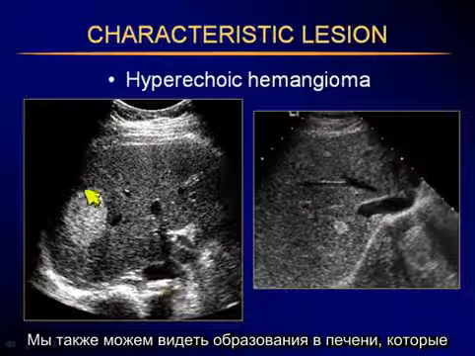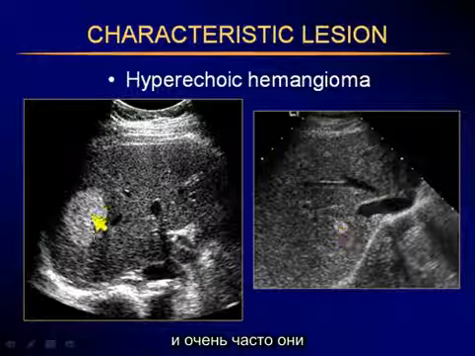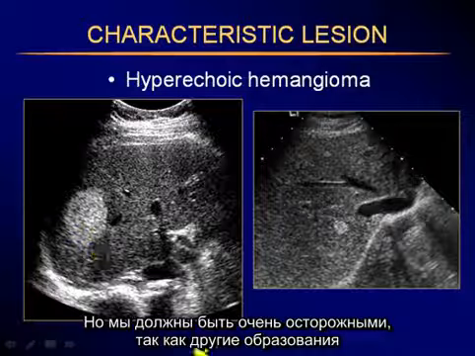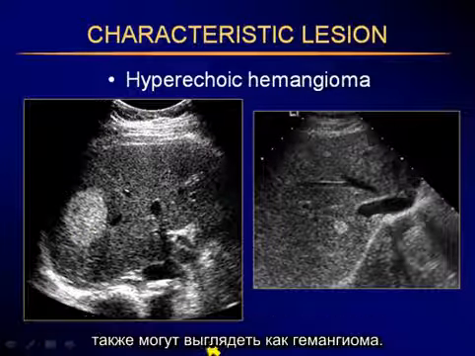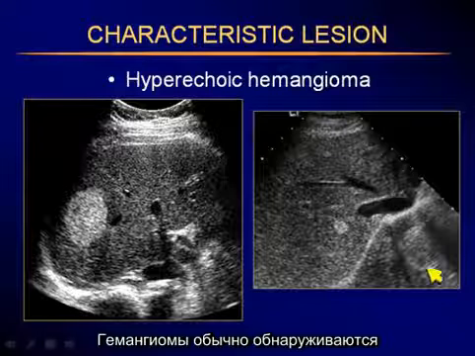We also have lesions in the liver that are homogeneous and hyperechoic, and most of the time they are hemangiomas. Both of these are, but we have to be very careful. There are other lesions that can look exactly like this that are not hemangiomas.